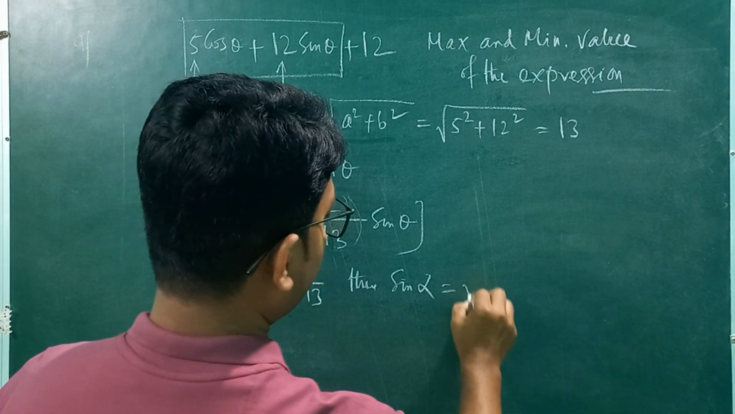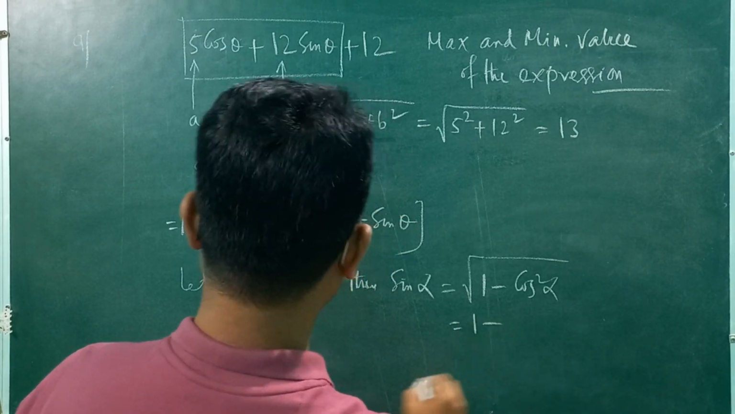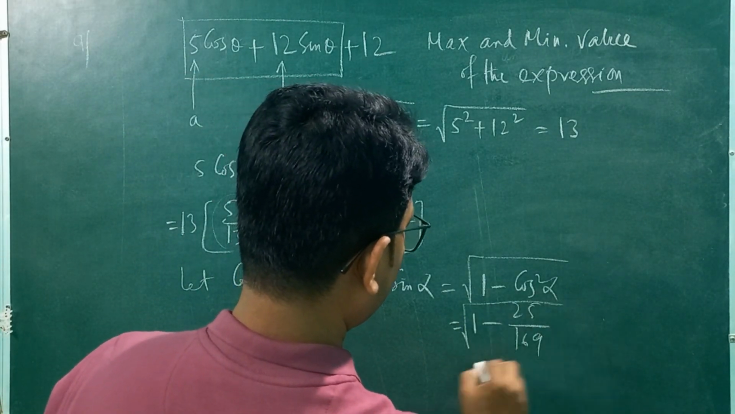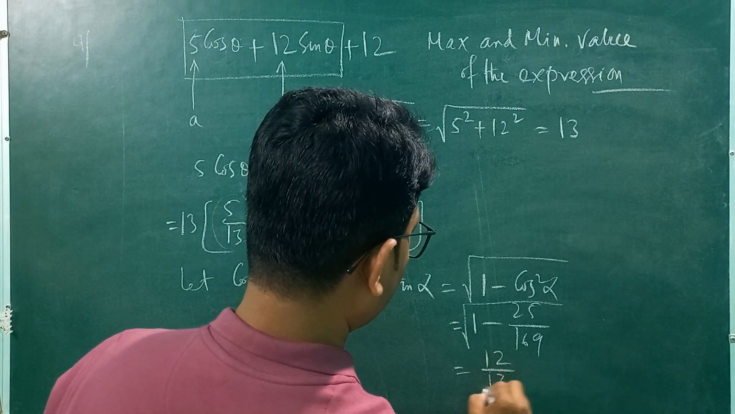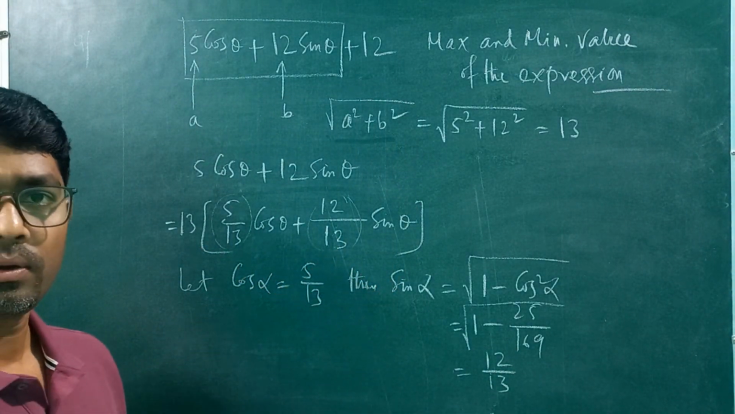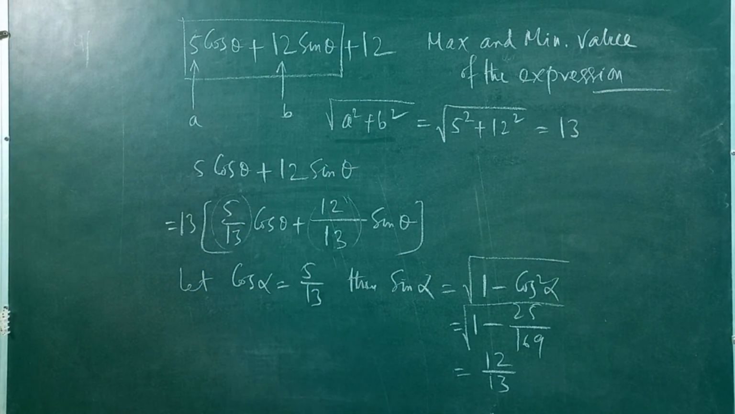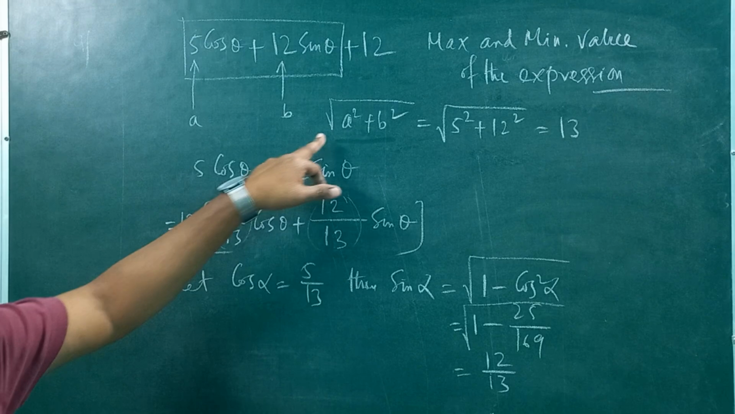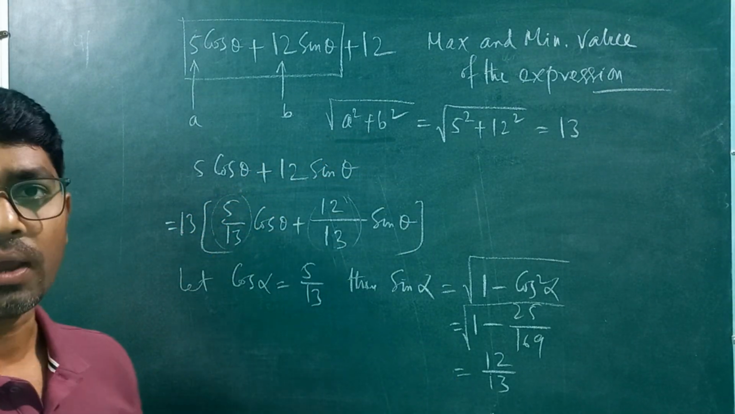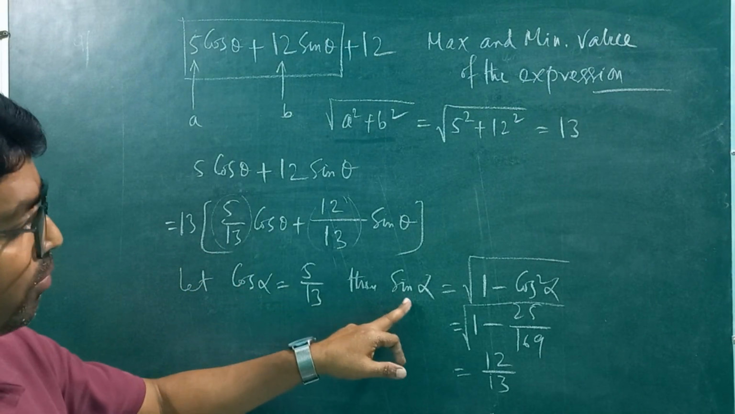Sin alpha equals root over of 1 minus cos square alpha, that is 1 minus 25 by 169, which gives 12 by 13. That is, if you take this one as cos alpha, then this will be sin alpha. That's our technique. When you divide this term by root over a square plus b square, you can easily convert it to a sine or cos structure. If you take this one as sin alpha, then this becomes cos alpha.